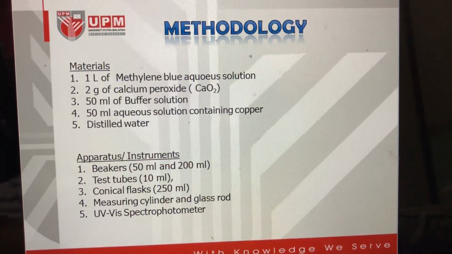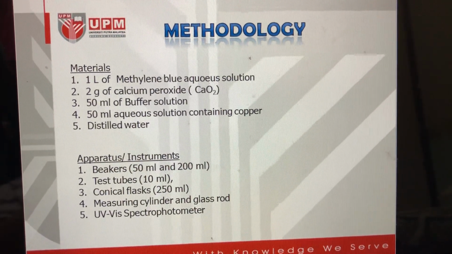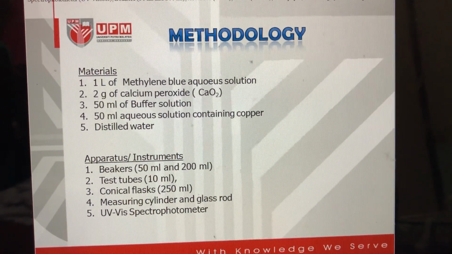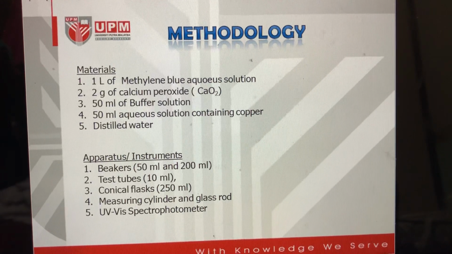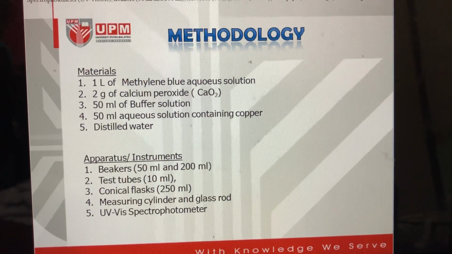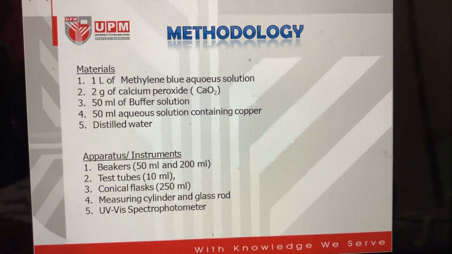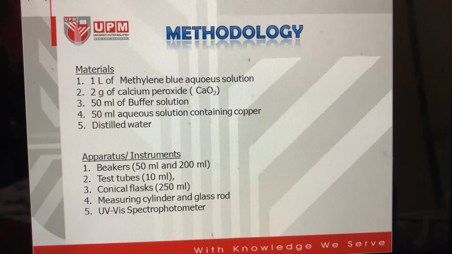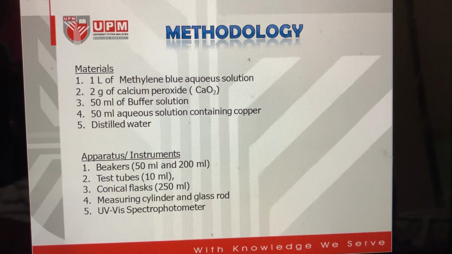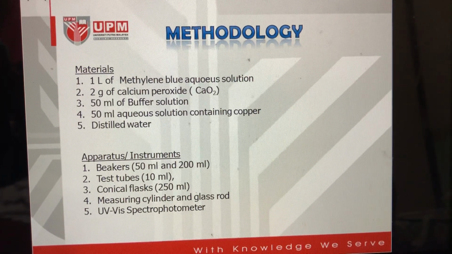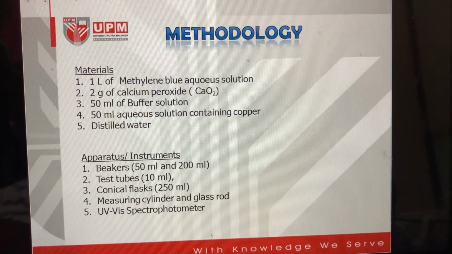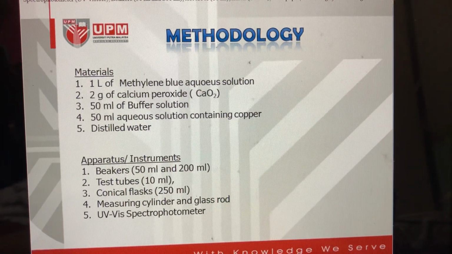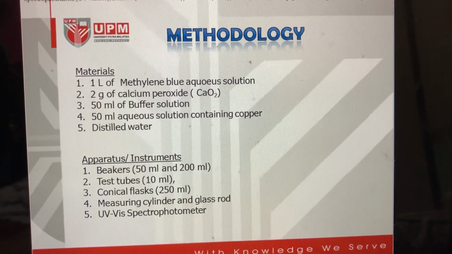The last part is the methodology. The materials that I use are 1 liter of methylene blue aqueous solution, 2 gram of calcium peroxide, 50 milliliter of buffer solution, 50 milliliter of aqueous solution containing copper, and distilled water. The apparatus and instruments are beaker, test tube, conical flask, measuring cylinder, and glass rod, and the last one is a UV-vis spectrophotometer.